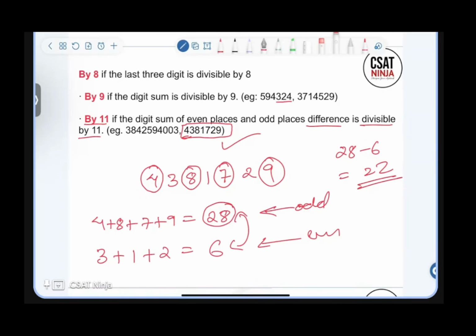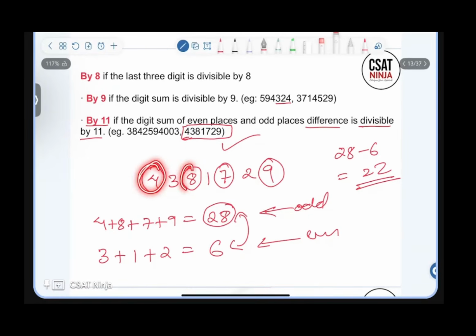So you figure out the odd places and even places first. First thing you need to do is, for me, I feel it is easier to circle even places or odd places, any of them. Or in simple words, you circle a number alternately. 4 here, 8 here, 7 here, and 9 here.